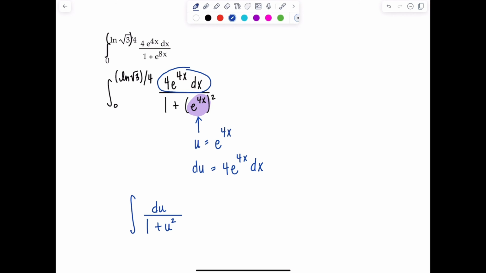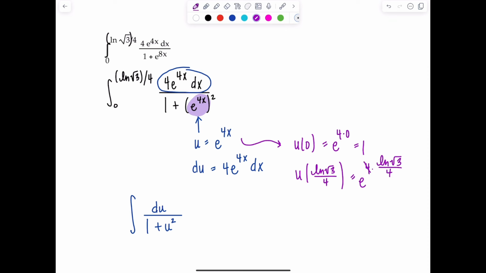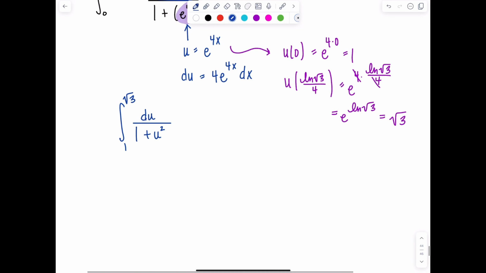Okay, now the limits. So lower limit is 0. That should be straightforward. u of 0 is e to the 4 times 0, so that's 1. Upper limit, u of ln rad 3 all over 4, so it's e to the 4 times ln rad 3 over 4. These cancel. e to the ln of rad 3 is just rad 3. So new lower limit 1, new upper limit rad 3. Okay, from here you should recognize the antiderivative. If you forgot, I will remind you. Do you remember the derivative of tan inverse of x?